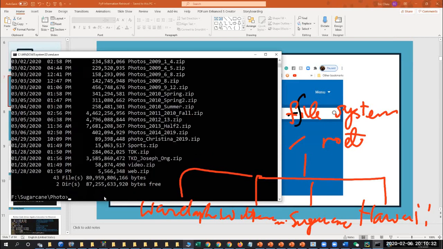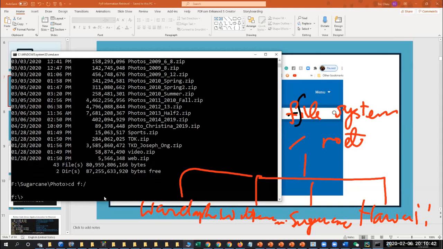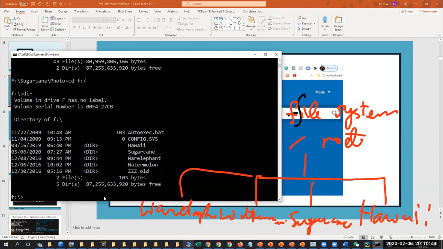Okay, something like that. If you want to go back to the top level, you do cd f colon /, and you jump to the top level for the F drive. Is that okay? That's a pass. Each hard disk we call a file system, and your computer can be connected to multiple hard disks.